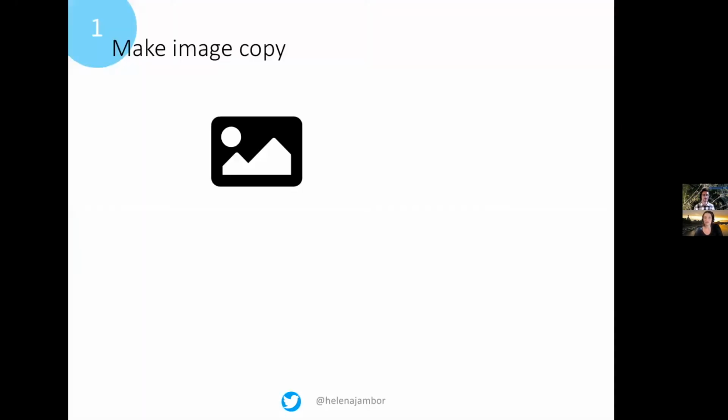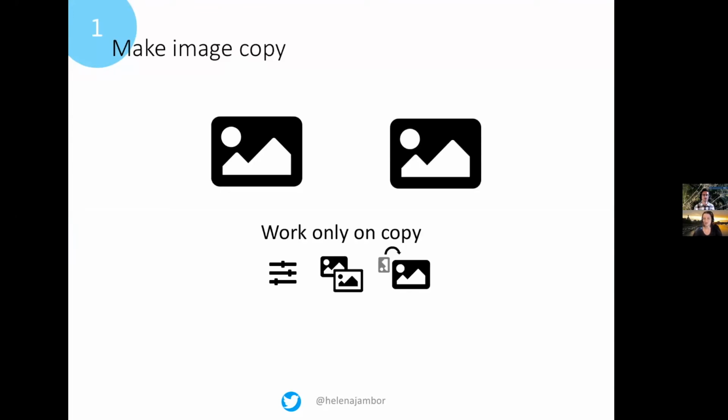The first one is, of course, as always, make an image copy of the microscopy image data file that you receive. So never ever attempt to work on the original. Always do any kind of adjustments that you're doing on the copy only. And make sure that you save the original microscopy image file somewhere for you to go back to it later in case needed.